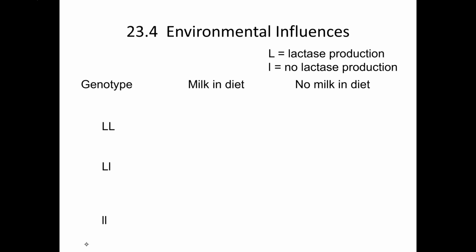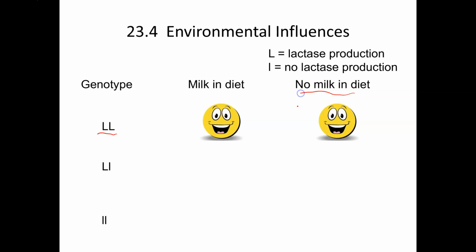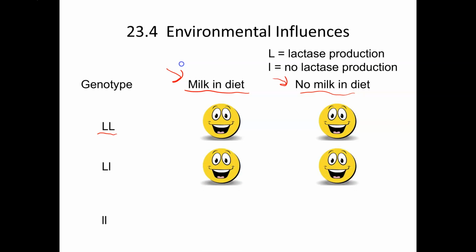So over here I have a genotype. If you have two dominant alleles for lactase production, you're going to feel good whether you have milk in your diet, so an environmental characteristic, or no milk in the diet, right? You're going to feel good. You might drink almond milk over here, or you might drink whole milk for all I care. You're going to feel good because you produce that enzyme and you can break down the lactose.